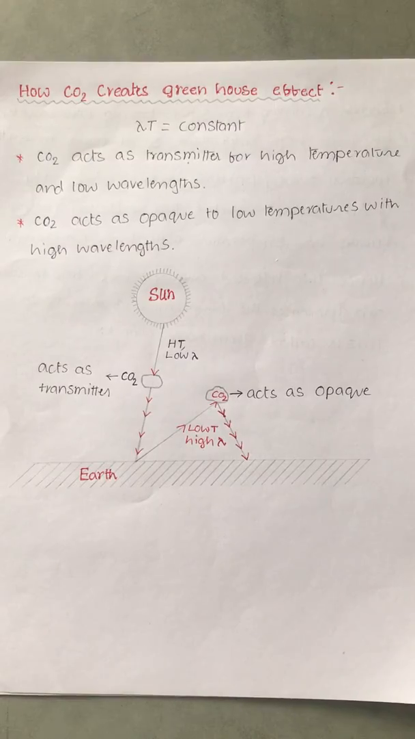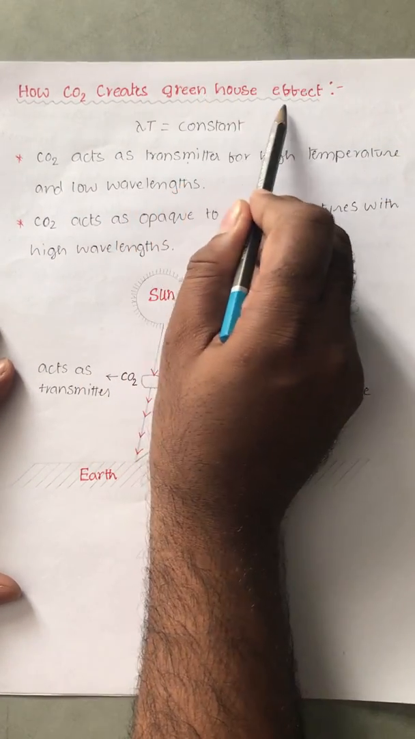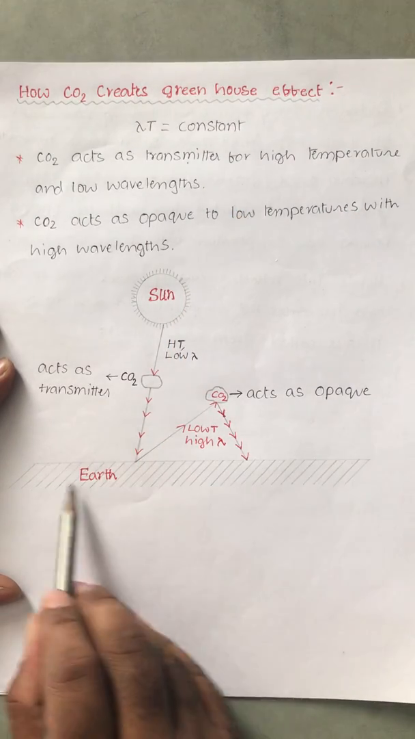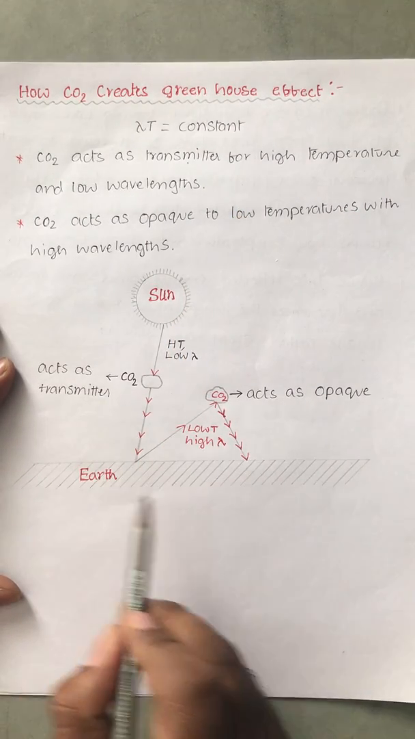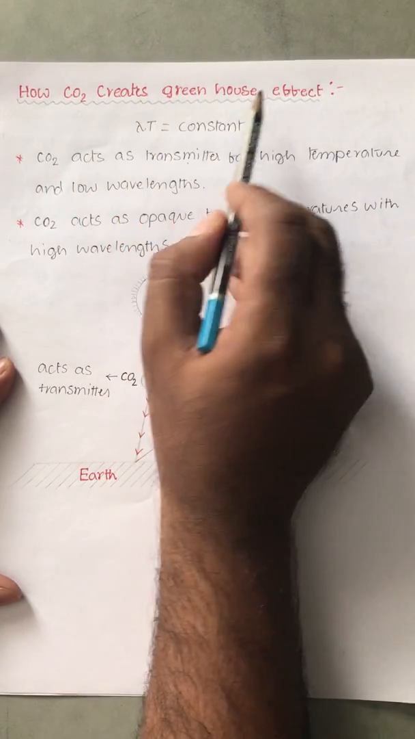Today we are going to discuss how CO2 creates the greenhouse effect. First, greenhouse effect means increasing the earth's surface temperature. Increasing the earth's temperature is nothing but the greenhouse effect. How does CO2 increase the earth's temperature?